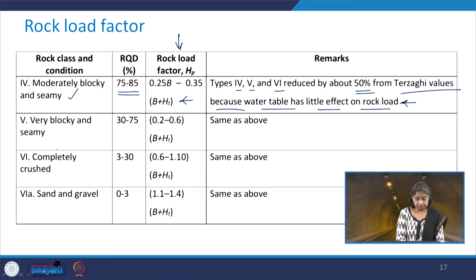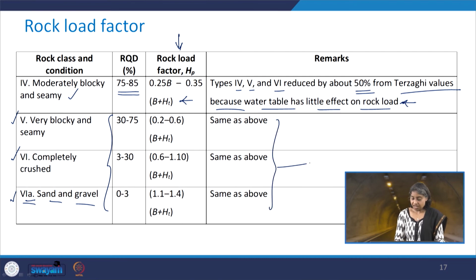In the case of rock classes 5, 6 and 6A, where you have sand and gravel, the corresponding values of RQD are given in this table, and so is the rock load factor HP. The remarks are the same as for class 4, that is, types 4, 5 and 6 will be reduced by about 50% from Terzaghi's values.